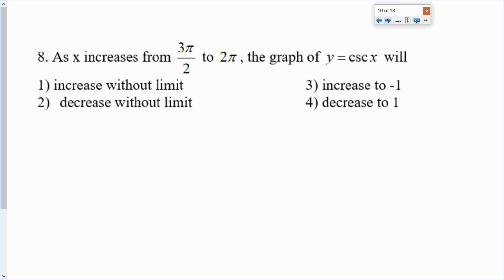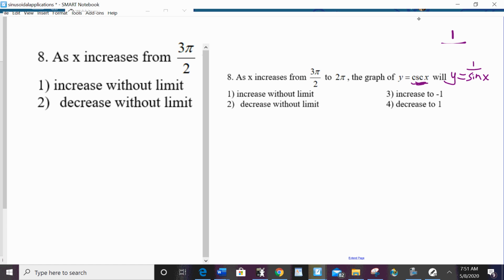Same type of thing for secant and cosecant. So let's just do this one as well. Now, how do I type in cosecant into the calculator? Well, there is no cosecant button, but remember, cosecant is the reciprocal of sine. So I can type in 1 over sine x.